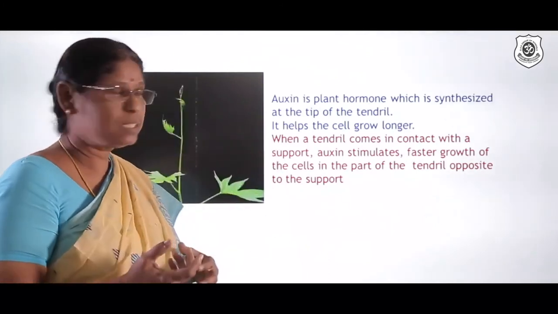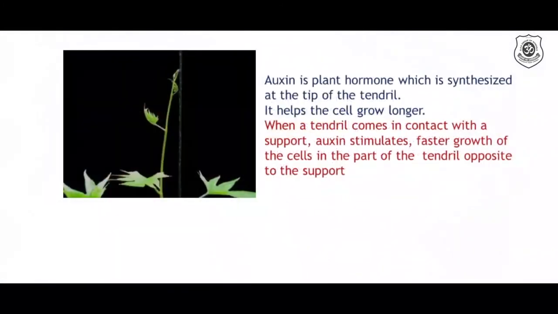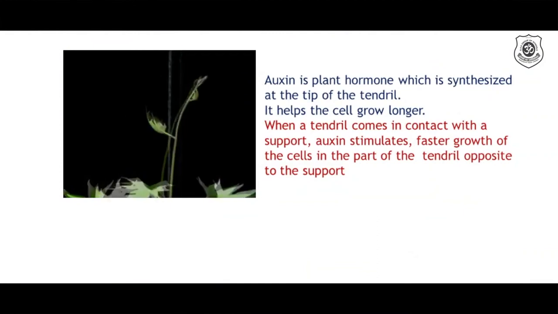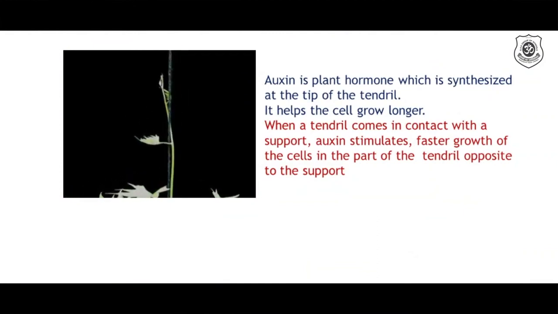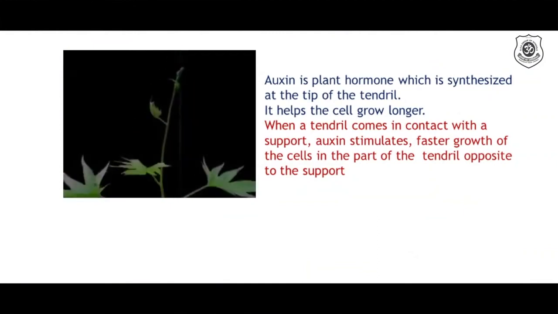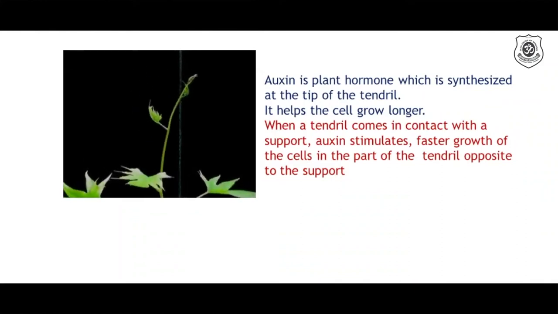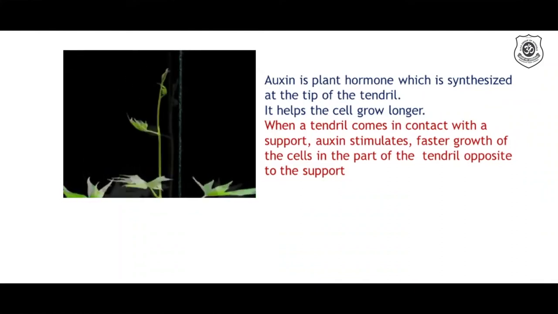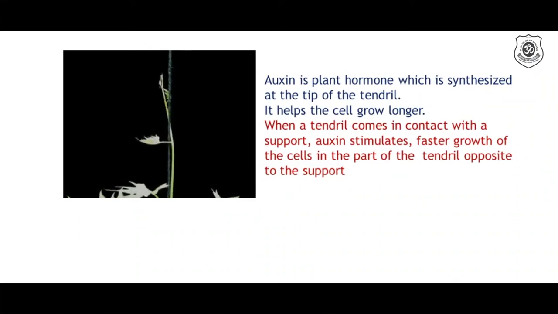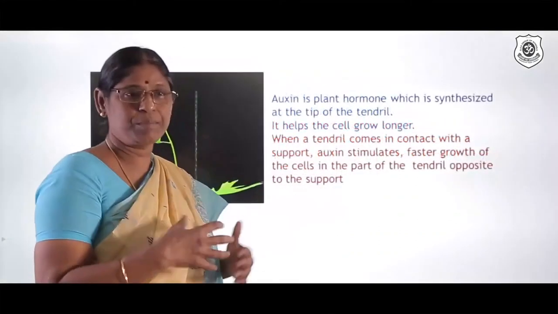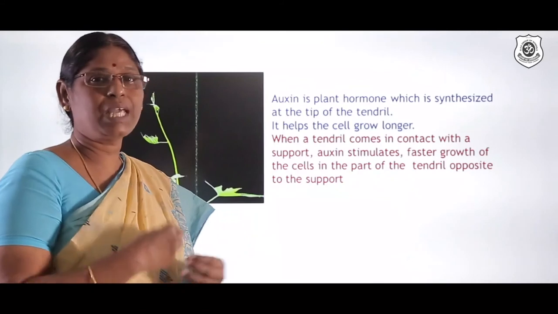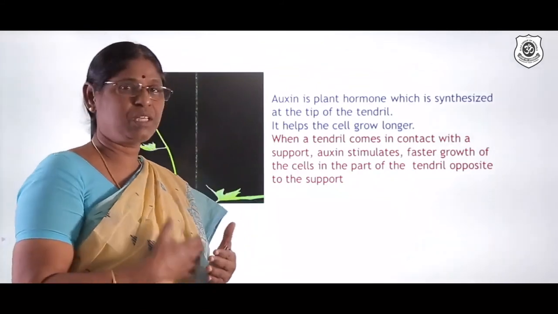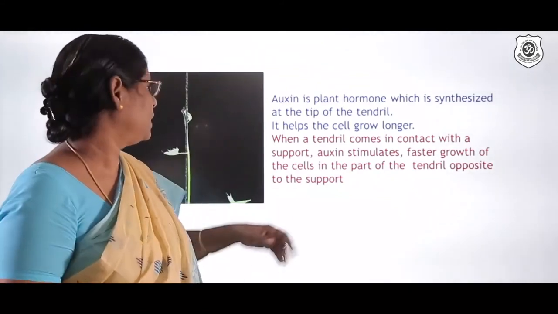It may be coiled, and the auxin, the plant hormone, as I told you, is one of the chemical substances which is synthesized at the tip of the tendril. So at the tip of the tendril or tip of the shoot, you would see this hormone. It helps the cells to grow longer, and because it produces that chemical which is capable of bringing about cell division and increasing the number of cells.